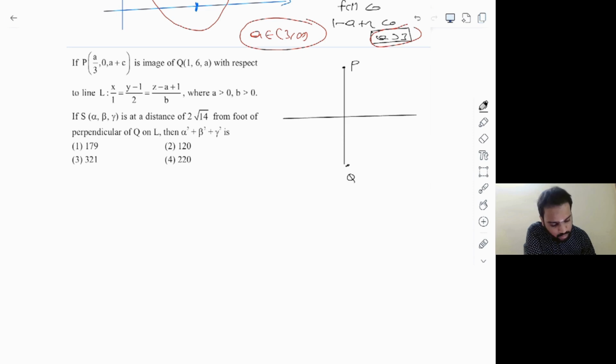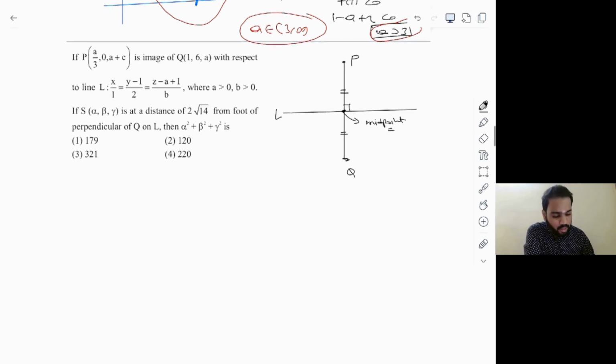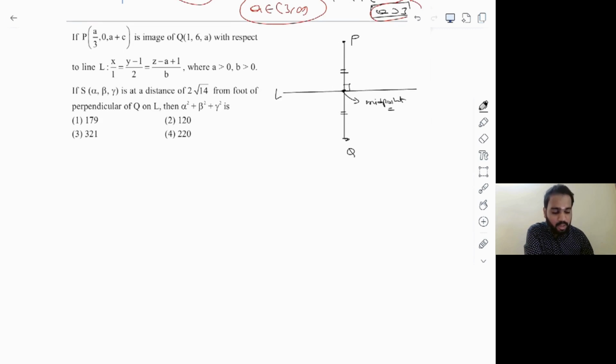But what is the concept of image actually? If you join the image and the original point, the joining line should be perpendicular to the given line, and L is also given in the question. Wherever this line meets the original line, that should be the foot, which is nothing but the midpoint, so these two lengths are equal. So I'm going to find the DRs of PQ, then take the DRs of L, and since both are perpendicular, a1 a2 plus b1 b2 plus c1 c2 is equal to 0.